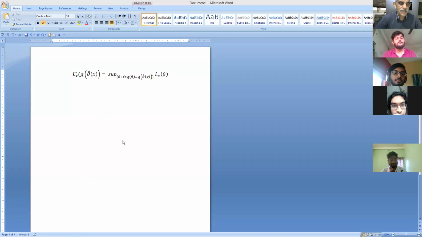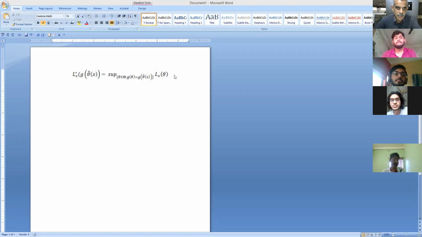Yes, sir. So what I had to show was that if theta hat is an MLE of theta, then g(theta hat) is the MLE of g(theta). To show this, you have to look at the induced likelihood function at the point g(theta hat)(x), and show that this is maximum at g(theta hat)(x). So I look at the definition of Lx star at g(theta hat)(x), which is the supremum over all those theta belonging to Theta such that g(theta) is equal to g(theta hat)(x), of Lx(theta).